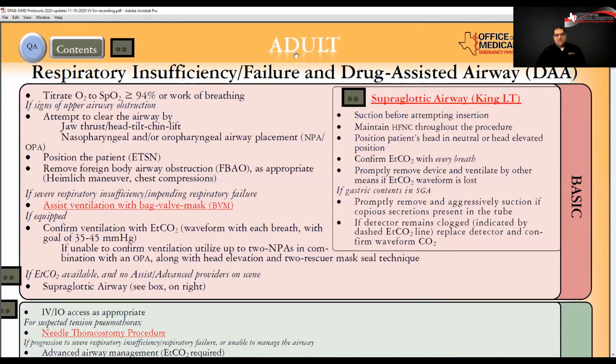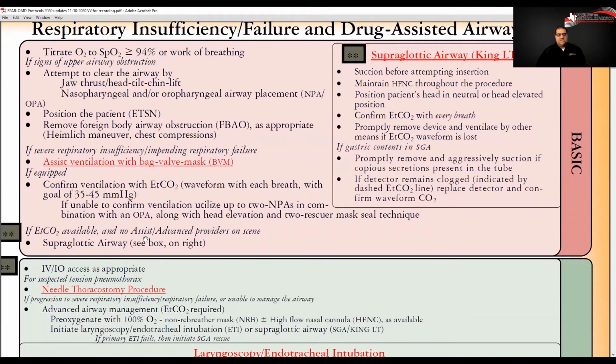All right, respiratory insufficiency and failure. So let's start again at the basic level. Historically, the supraglottic airway box was down in the assist level. I think the goal of that originally was to show that we had an allowance for either endotracheal intubation or supraglottic airway at paramedic discretion. That is still the case, but in technicality, a supraglottic airway can be placed by a basic provider.